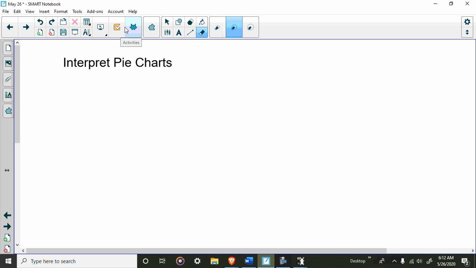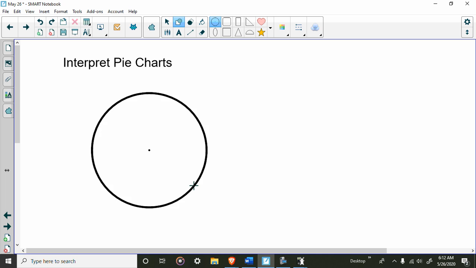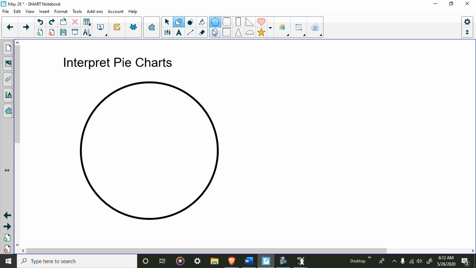Today we're going to talk about interpreting pie charts. I'm pretty sure that you guys know how to interpret a pie chart with the basics of it. We'll talk about a little more of the advanced stuff today. So if I have a pie chart, it's a circle, and that whole circle represents 100% of some number. So this represents the whole.